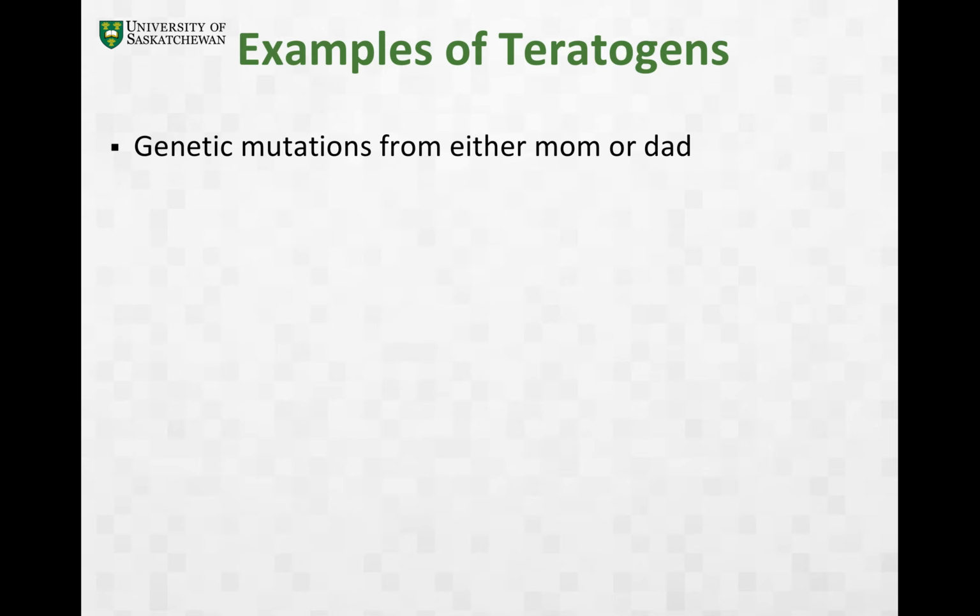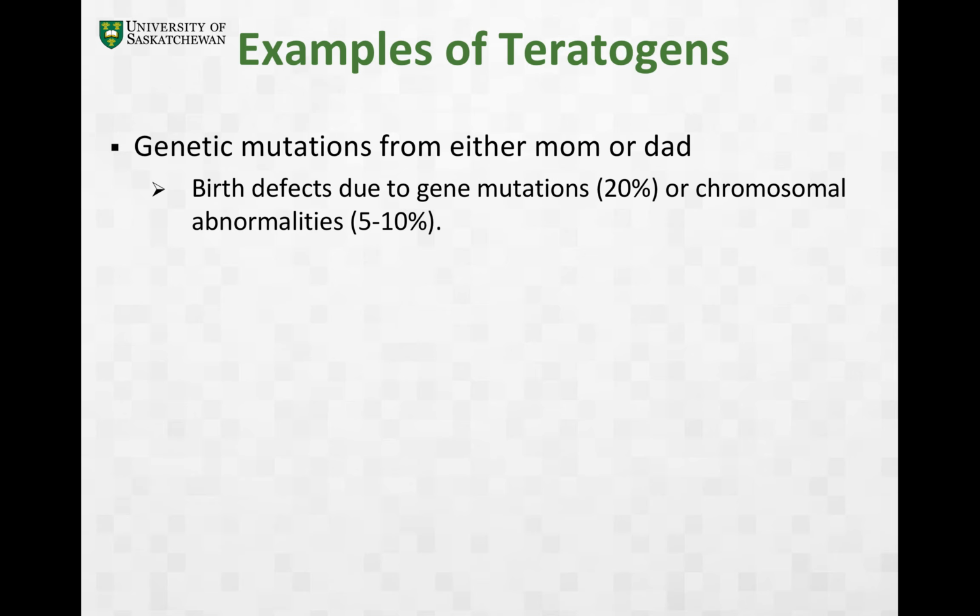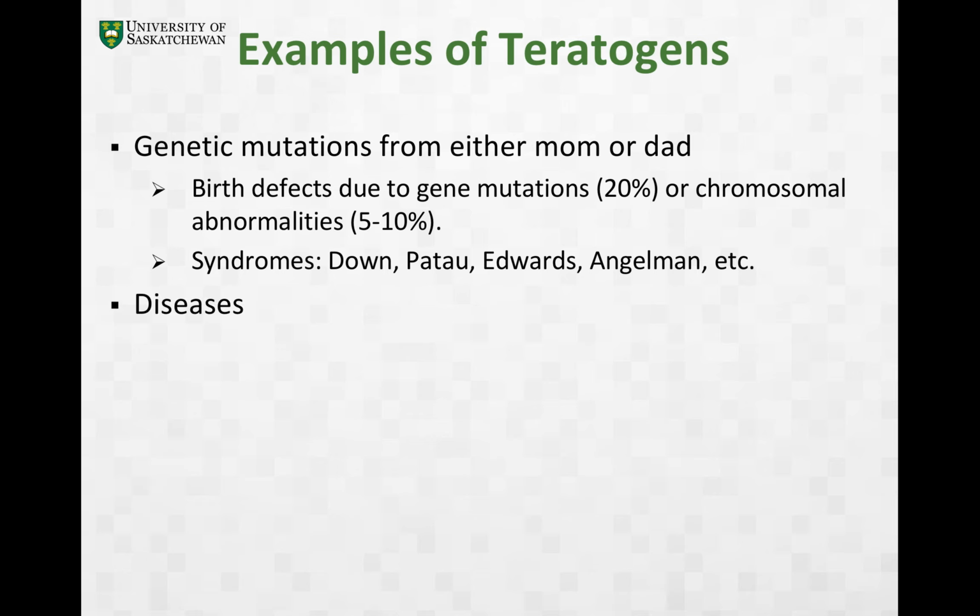Now, there are so many different types of teratogens that we can talk about. One of them is genetic mutations from either mom or dad. So we know that birth defects due to gene mutations occur in about 20%, or chromosomal abnormalities occur in about 5 to 10% of live births. Different syndromes like Down syndrome, Patau syndrome, Edwards, Angelman, all of these syndromes are really forms of genetic mutations that are inherited from either one or both of the parents.